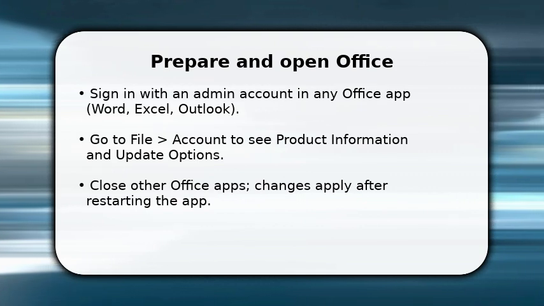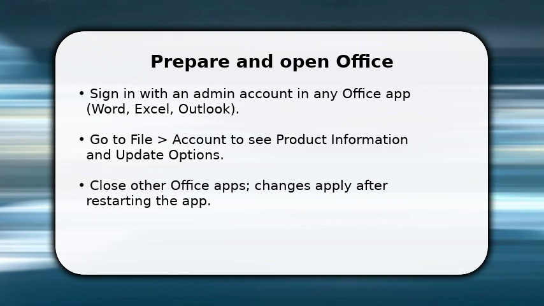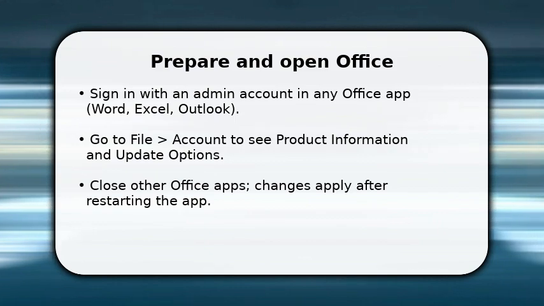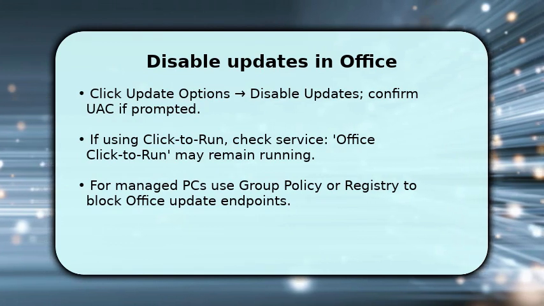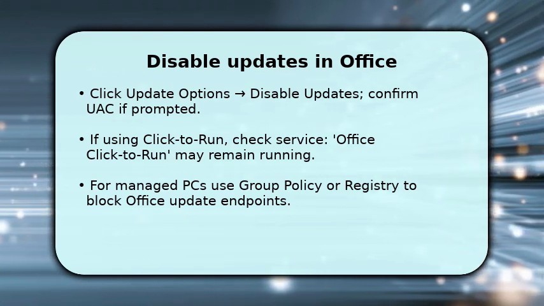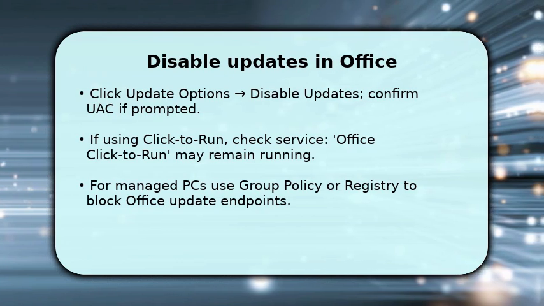Make sure other Office programs are closed so settings apply cleanly, and note that you may need an elevated prompt. Accept it when Windows asks for permission to proceed. Click Update Options and select Disable Updates, then accept any user account control prompts. This stops Office's built-in auto-updates.